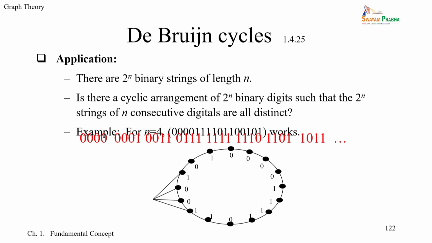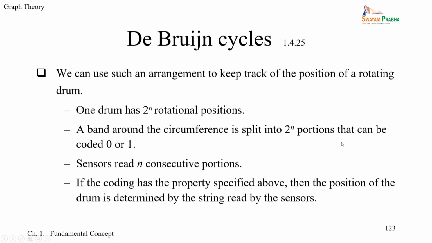Next, de Bruijn cycles. The application: there are 2 power n binary strings of length n. Is there a cyclic arrangement of 2 power n binary digits such that the 2 power n strings of n consecutive digits are all distinct? For example, with n equal to 4, we have binary digits arranged so that it works. Next, we can use such an arrangement to keep track of the position of a rotating drum.